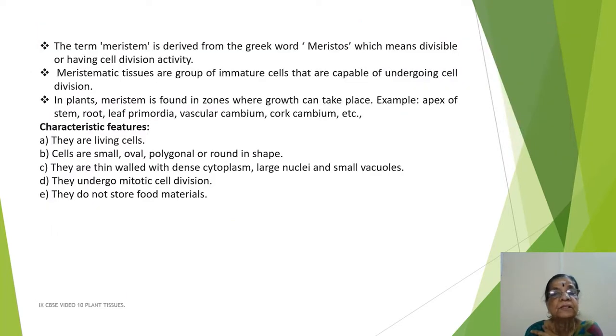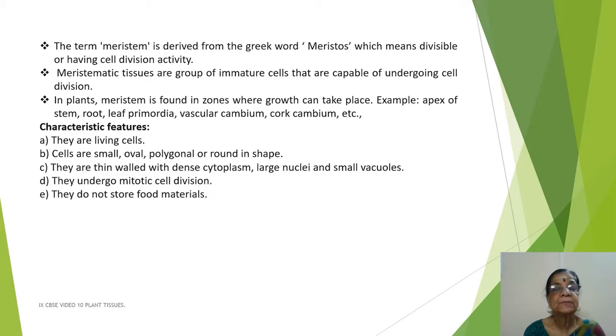The next one is about the meristematic tissue. What does it say? The term meristem is derived from the Greek word meristos, which means divisible or having cell division activity. I repeat, meristem is derived from the Greek word meristos, which means divisible or having cell division activity. The meristematic tissues are a group of immature cells. We saw this earlier in classification. So they are a group of immature cells that are capable of undergoing cell division.